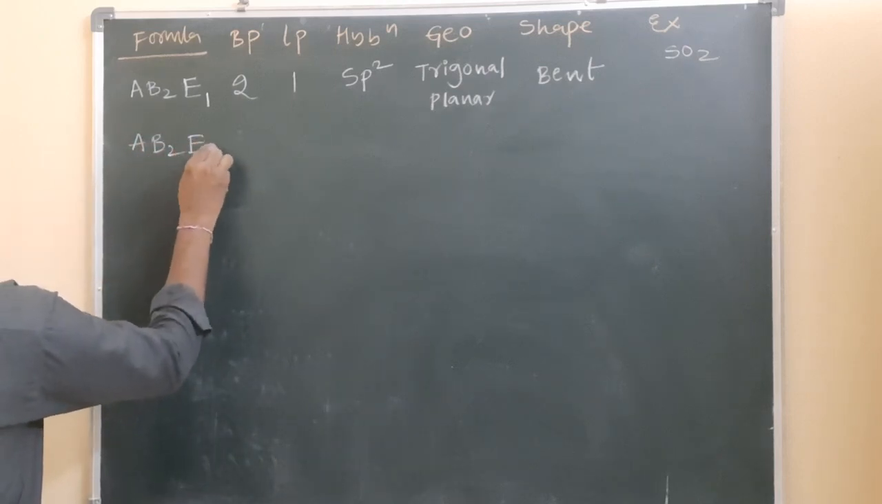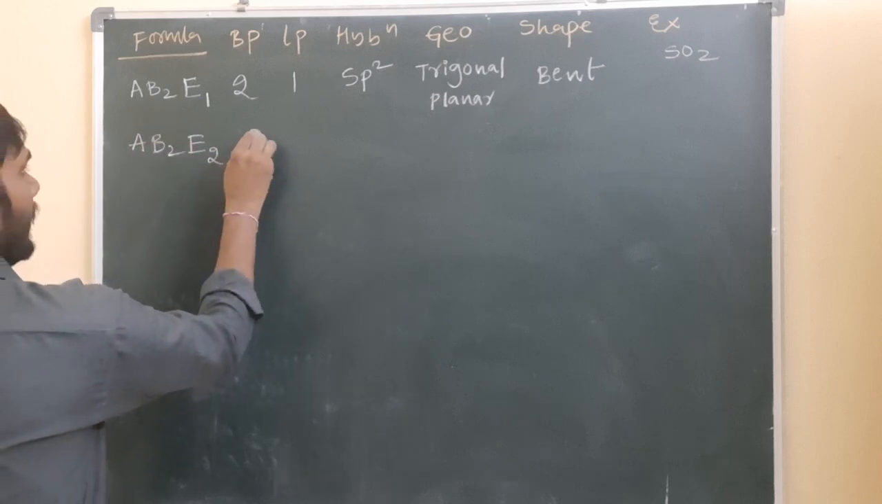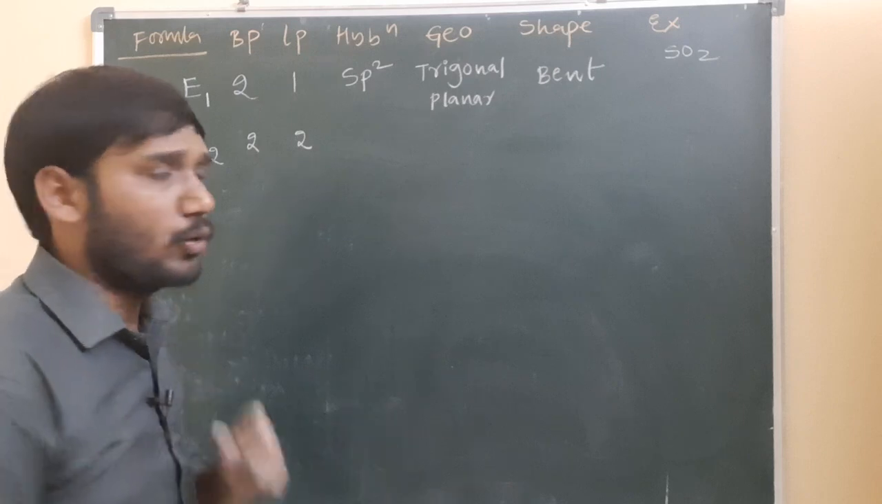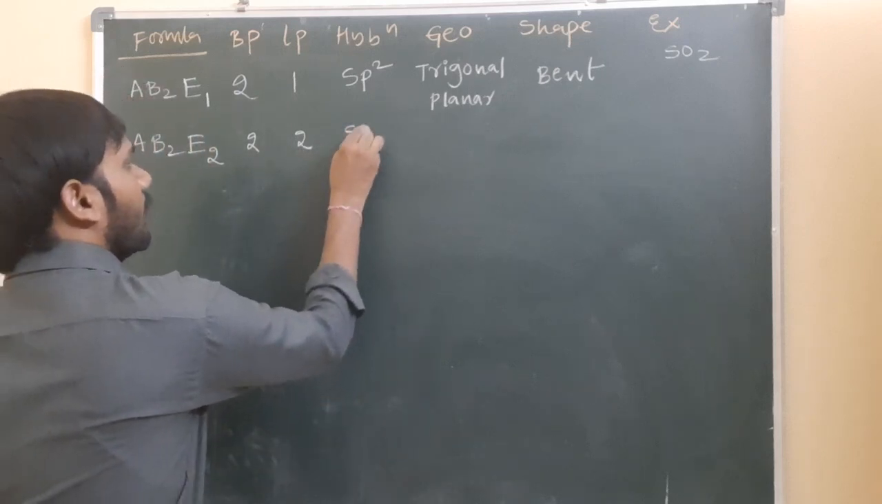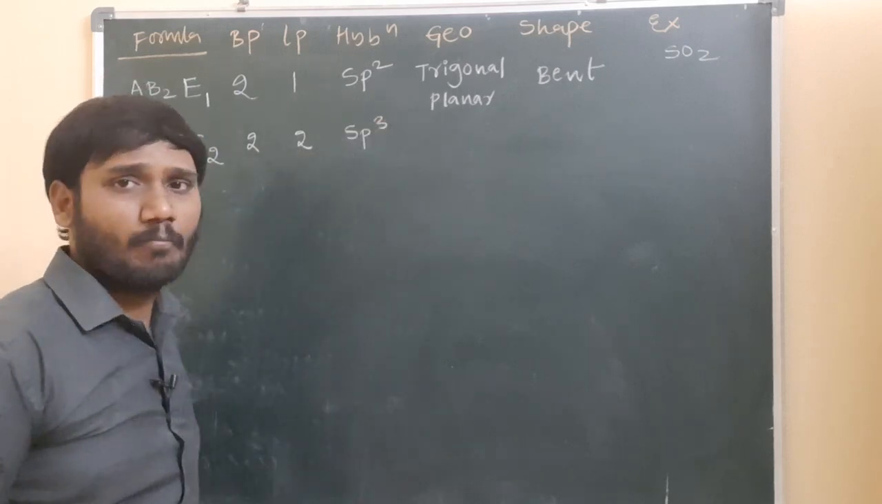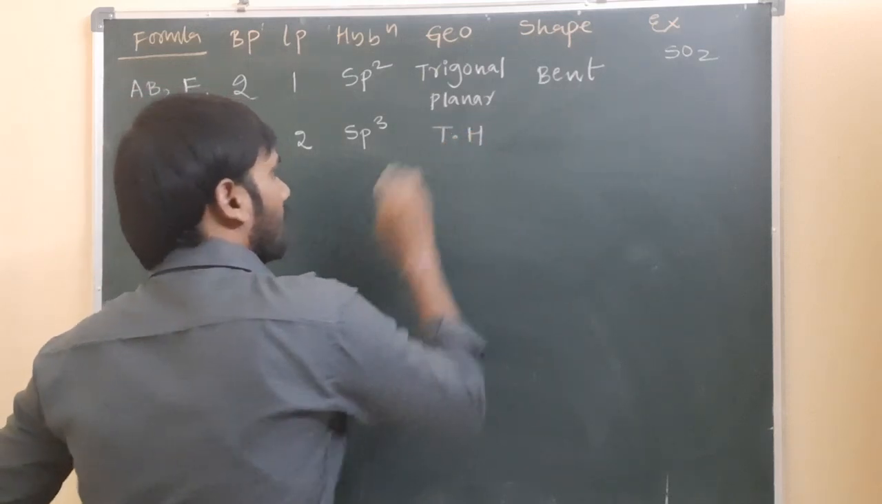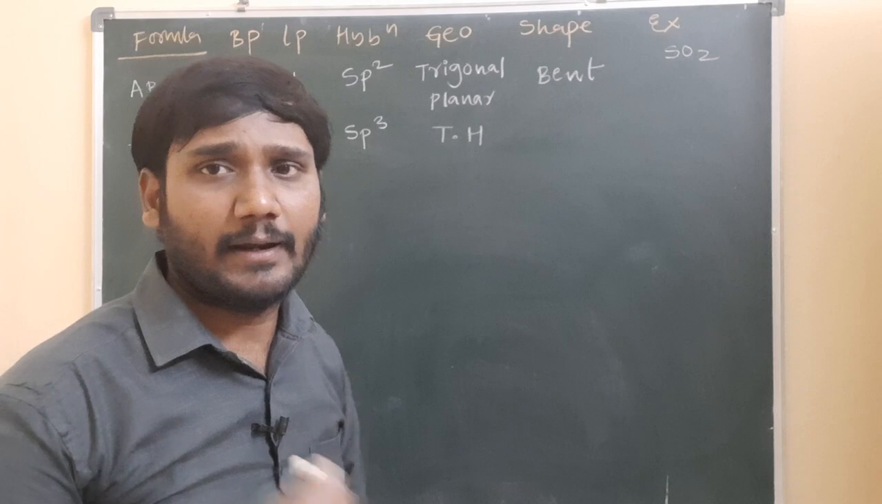Next one is AB2E2. Bond pairs: 2. E2 is lone pairs: 2. So 2 bond pairs, 2 lone pairs. Total number of electron pairs is 4. 4 means sp3, and sp3 means tetrahedral geometry. It is fixed: sp3 hybridization means tetrahedral geometry.